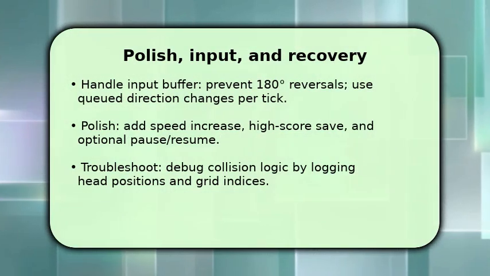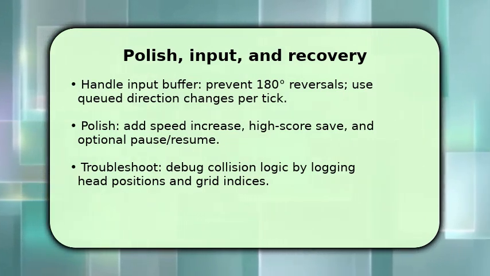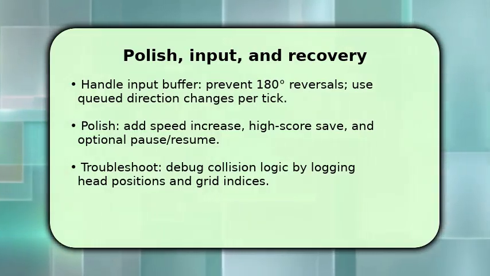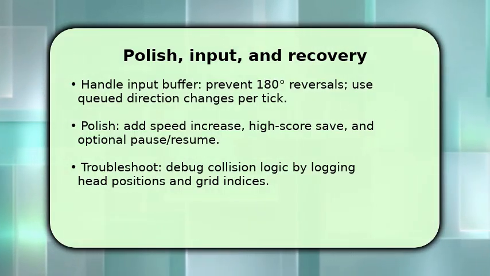You finalize by preventing direct reversals. Queue direction changes and apply one per tick to avoid instant self-collision. Add polish like incremental speed increase every few points, persistent high score storage, and a pause/resume toggle.